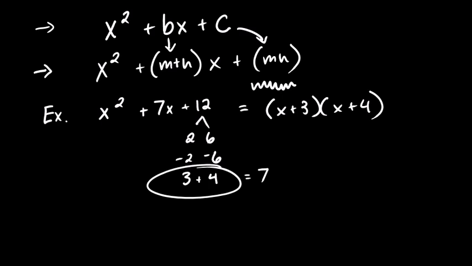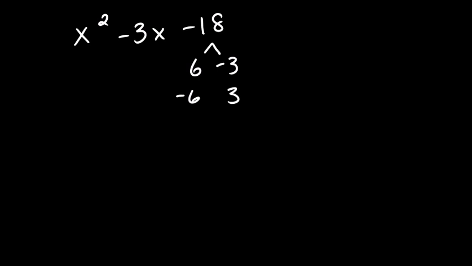So let's do another example. I have x squared minus 3x minus 18. So what factors of negative 18 add to negative 3? So I'll give you a second. You can pause the video and see if you can figure it out. Factors of negative 18. So I'm going to go ahead and write out a couple of possibilities here. Alright, I think of 2 and 9, 1 and 18, and 3 and 6.